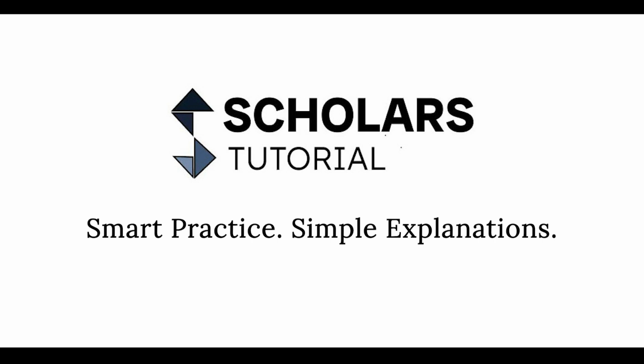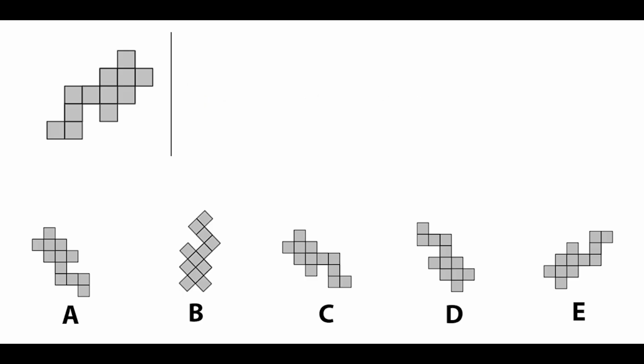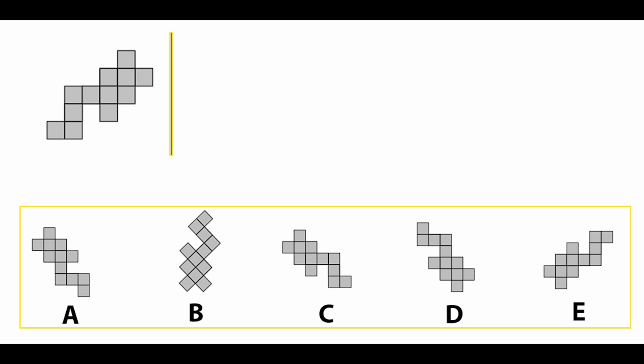In this question, we are given a figure beside a vertical mirror line. Among the 5 options below, only one shows the correct mirror reflection. The others are rotated or twisted versions of the original shape.